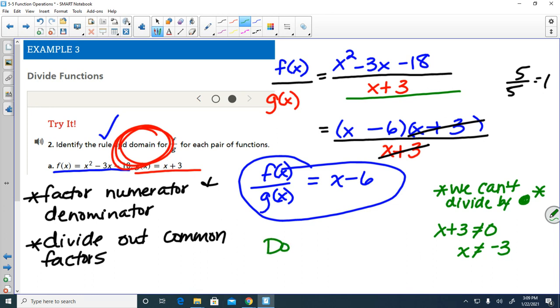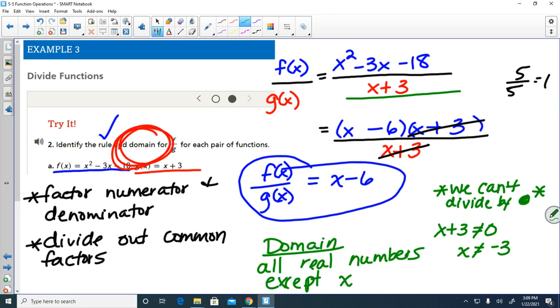So for our domain, it can be anything, all real numbers, except x equals -3. Because at x equals -3, it causes my original expression to divide by 0. Even though that x plus 3 got canceled out, in pre-cal, and actually in a couple of chapters in this class, you'll see what that looks like on a graph. Even though we canceled it out or divided it out, it still caused me to divide by 0 at some point in the problem. So our domain will just say all real numbers except for x equals -3.